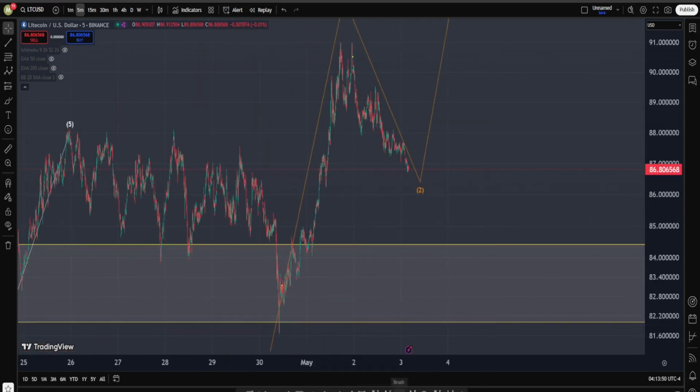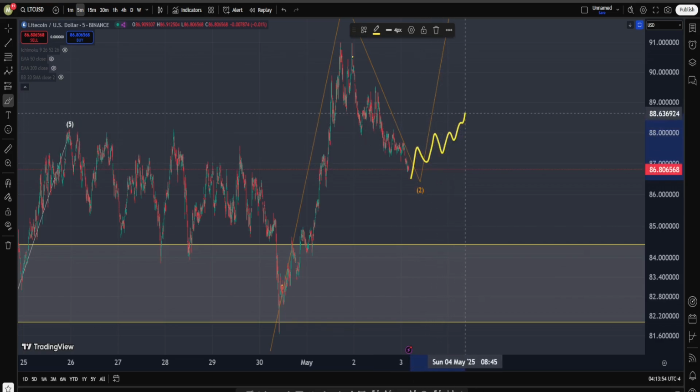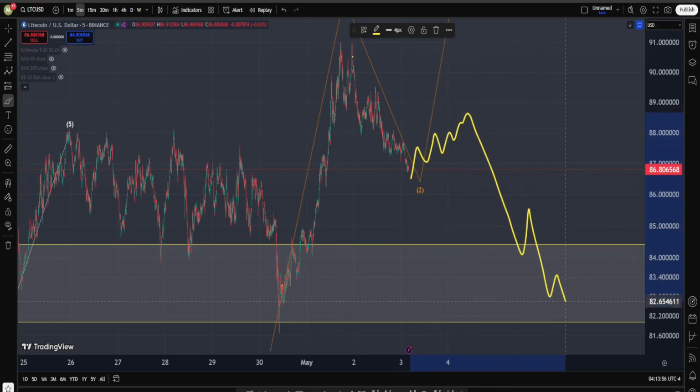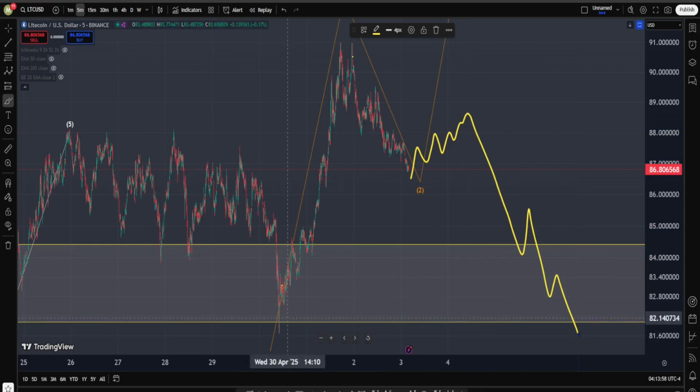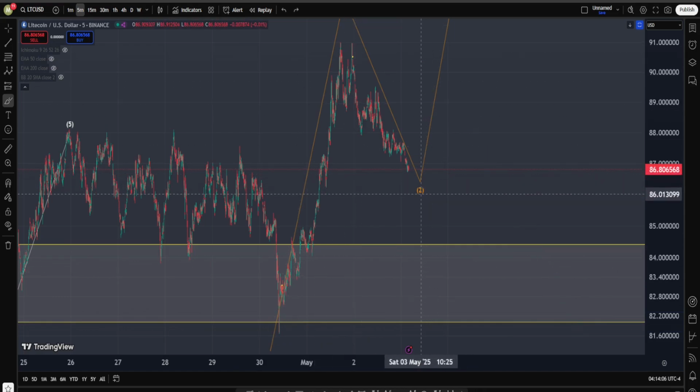On the other hand, if we get a correction structure, a very slow and choppy move, and then we have another 1, 2, 3, 4, 5, in order to take this important low about, let's say, $81.50, at that point, the story is going to be a bit different.